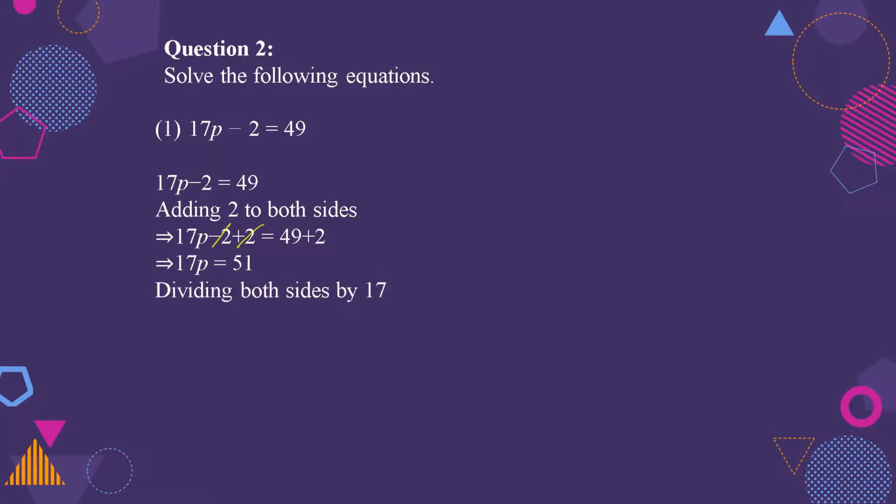Next, we divide both sides by 17. So dividing both sides by 17, we get 17p upon 17 is equal to 51 upon 17. 17 on your left hand side will get cancelled from the numerator and denominator, and 51 divided by 17 is 3. So the value of p is equal to 3. Hence we can say that p equal to 3 is a solution of this given equation.